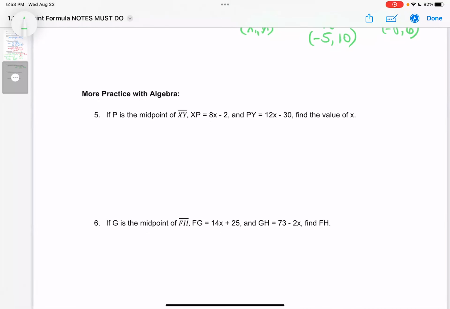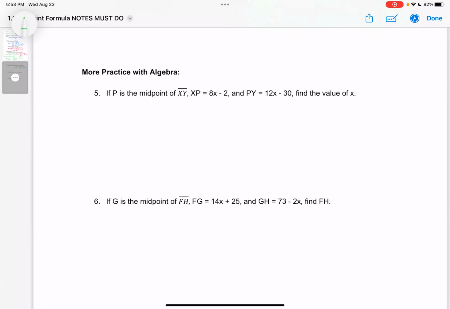All right. Now, more practice with algebra. So we have P is the midpoint of XY. So let's draw a diagram and label it. So this is XY. And it says P is the midpoint. So XP is 8x minus 2. PY is 12x minus 30. Find the value of x.